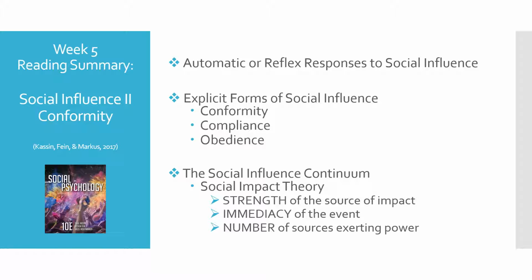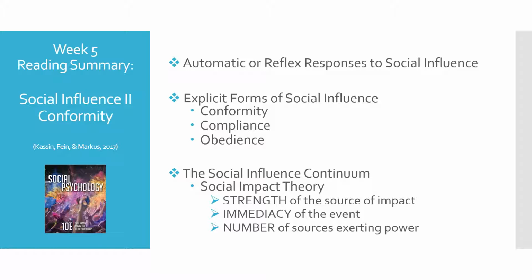More interesting are the explicit forms of social influence. This is when we choose whether or not we will go along with the social powers that be. Are we going to yield to influence or resist it? As we continue our study of social influence this week, we looked at three explicit processes associated with yielding to social influence. These processes are conformity, compliance, and obedience, and can be visualized on a continuum.